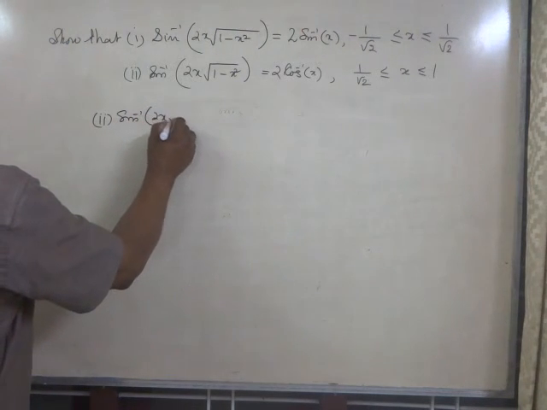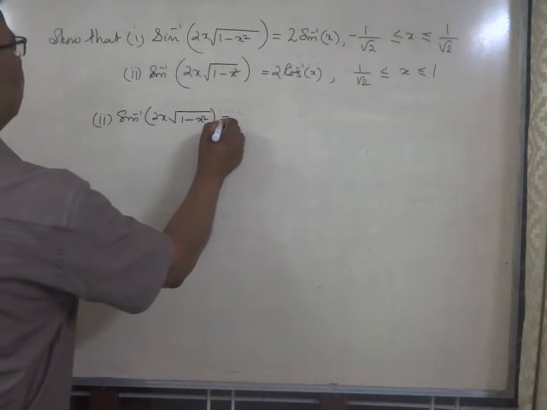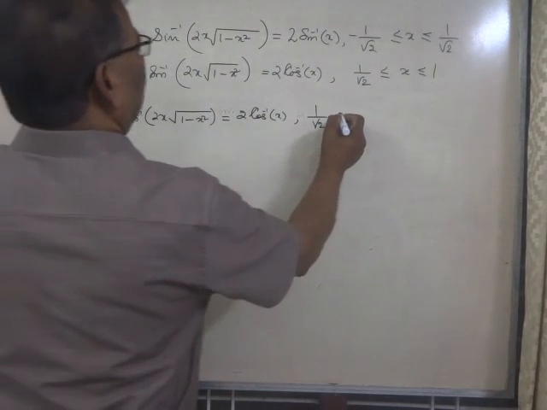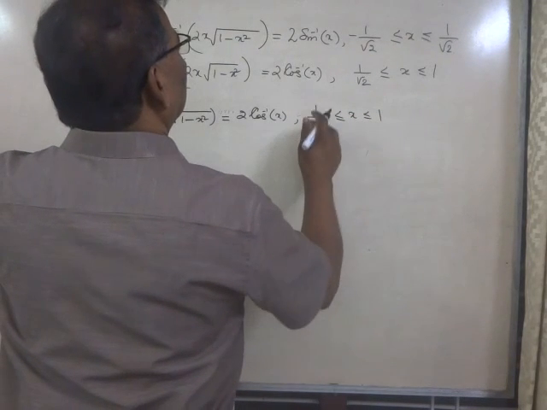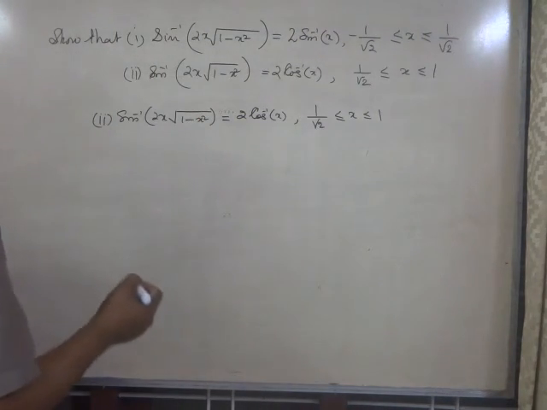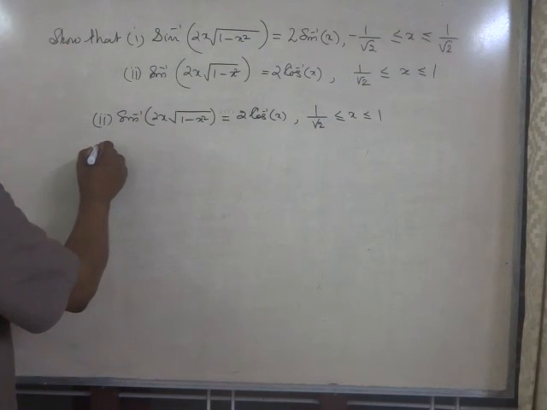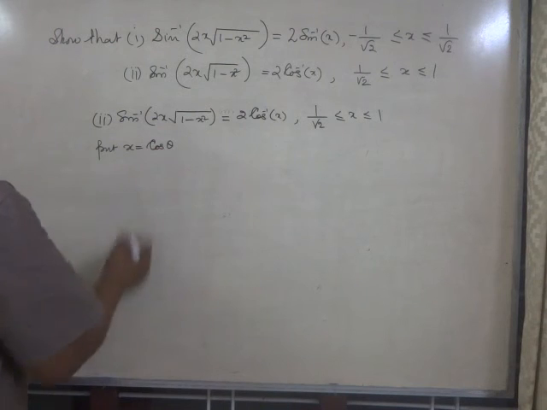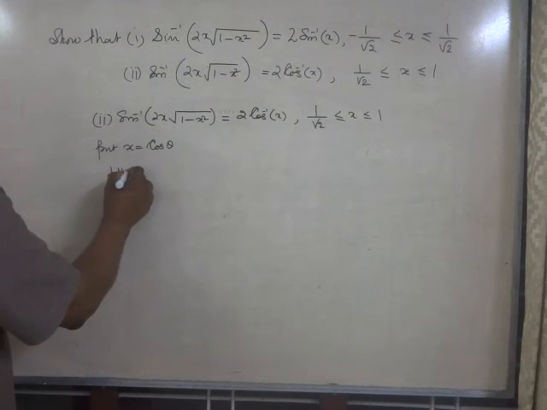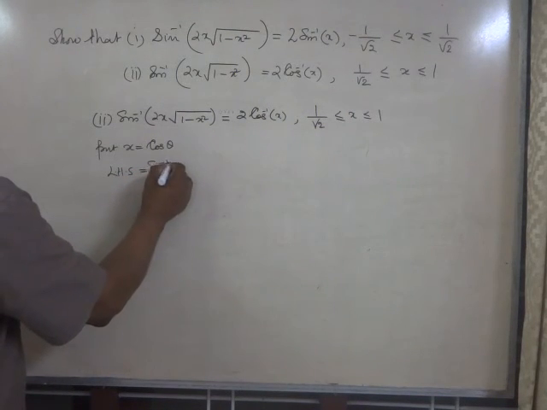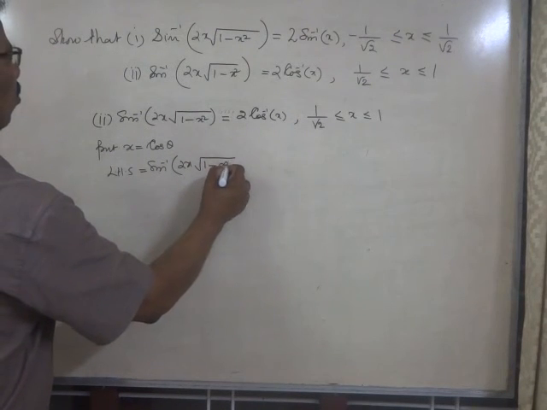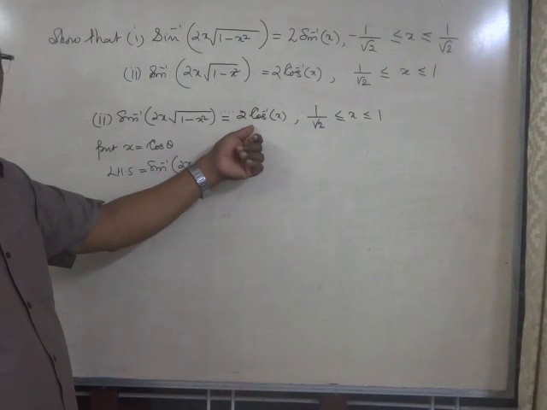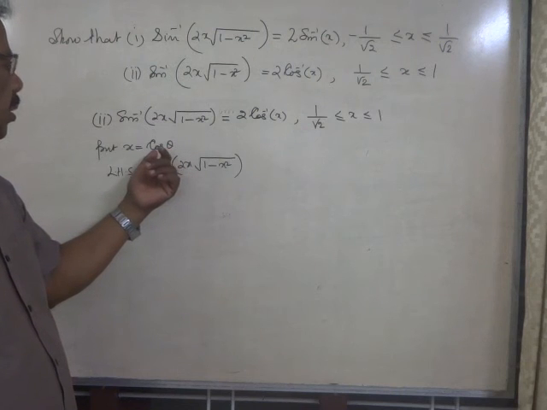sin inverse of 2x into square root of 1 minus x square is equal to 2 cos inverse x. Then x lies between 1 by root 2 and 1. And now put x equals cos theta. LHS, left hand side is sin inverse of 2x into square root of 1 minus x square. Do you know why I took x equals cos theta? You have to get this result as 2 cos inverse x. So it is better we take x equals cos theta.